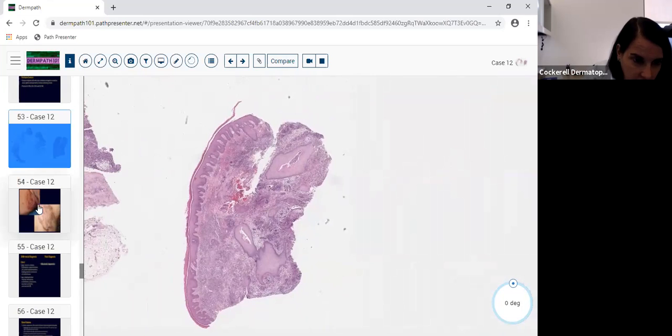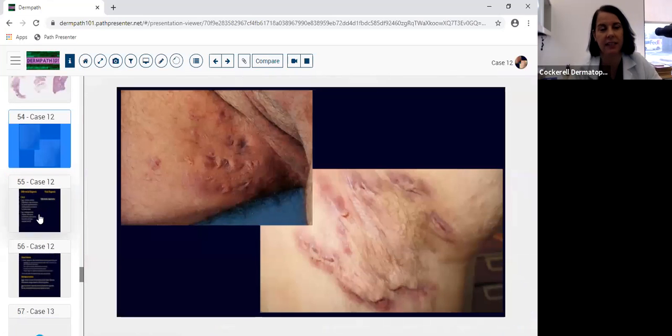Well, let's look at the clinical. We have a site that is in the axillary area.